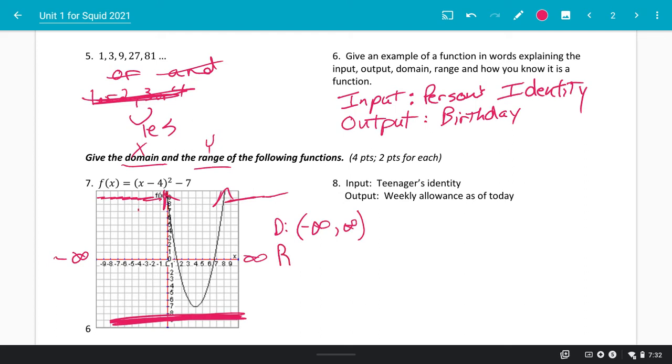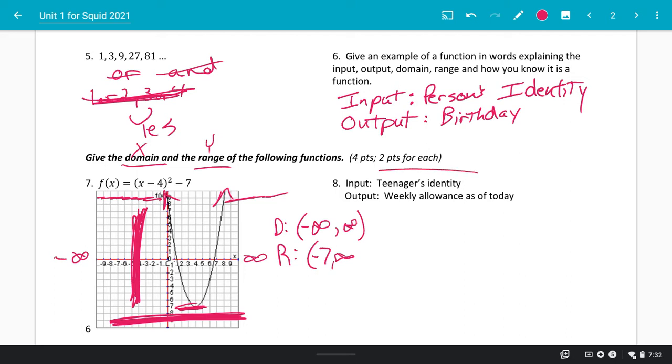What about the range? Remember, with range, I'm looking up and down. Well, it doesn't go any lower than negative 7. So my range is from negative 7, and it goes up forever. So it's from negative 7 to infinity.